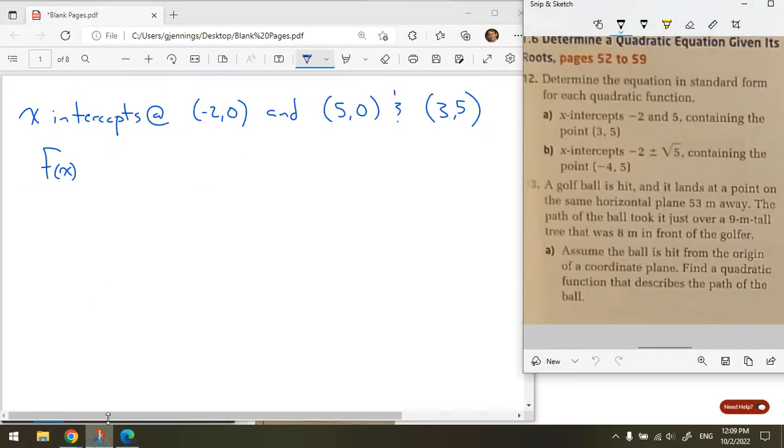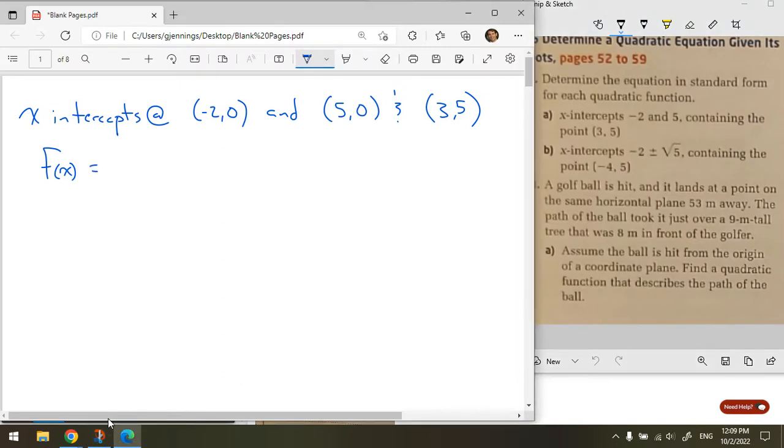So we're going to call it f of x. And we know that there's going to be some stretch factor multiplied by x minus the first root multiplied by x minus the second root. Okay? And we're told the roots, they're there and they're there. All right? So let's put those values in.